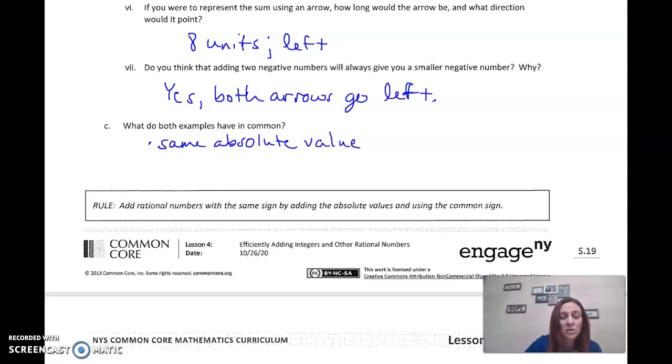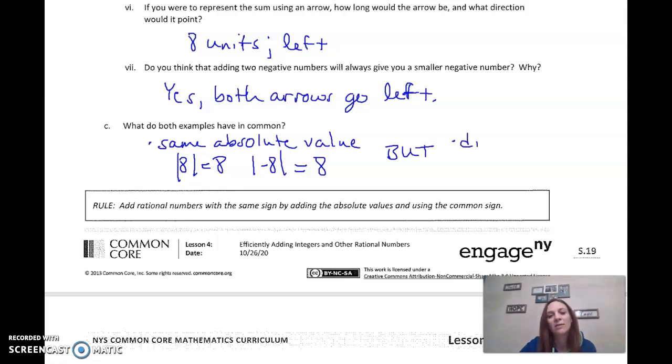Okay. So one of the sums was 8. Absolute value is 8. The other one was negative 8. Absolute value is still positive 8. They're both 8 units from 0, but they're going in different directions.